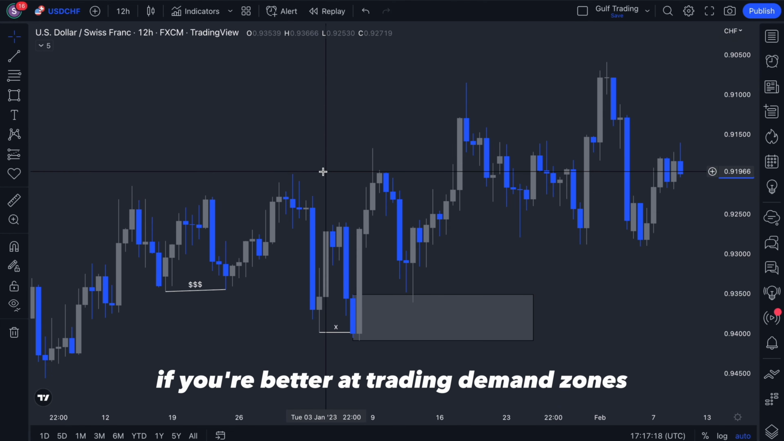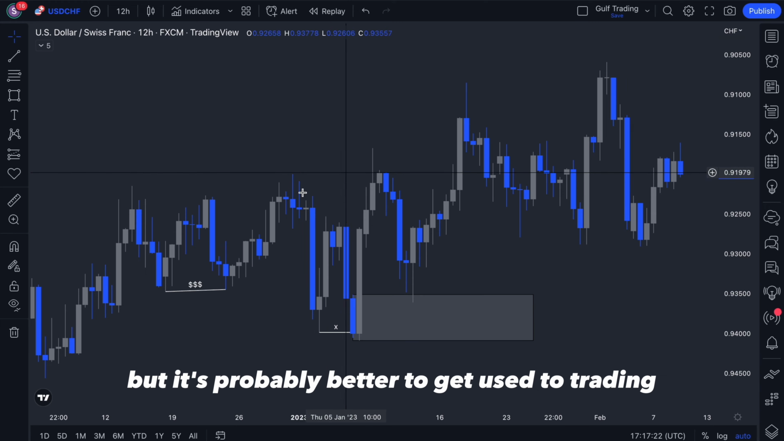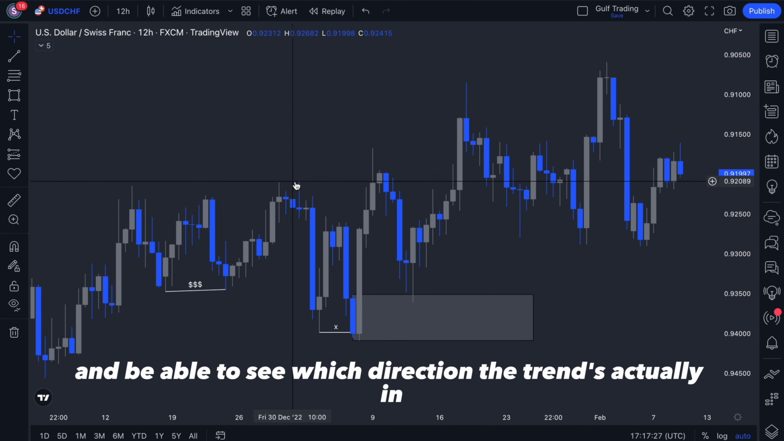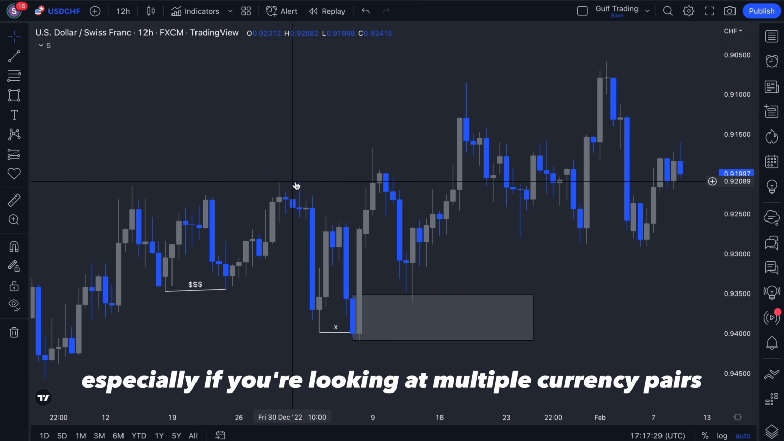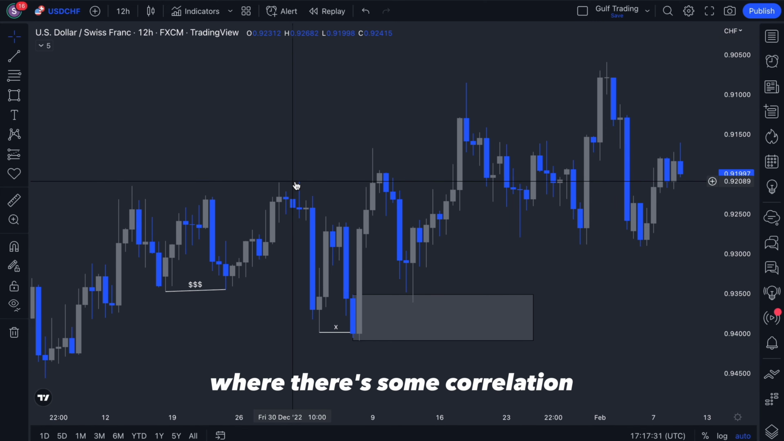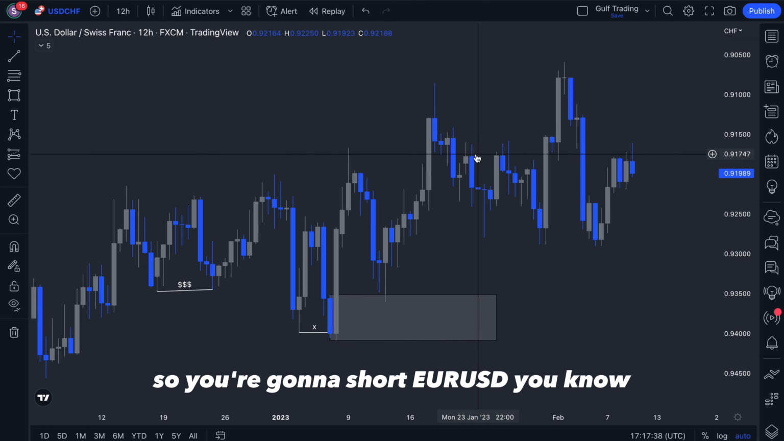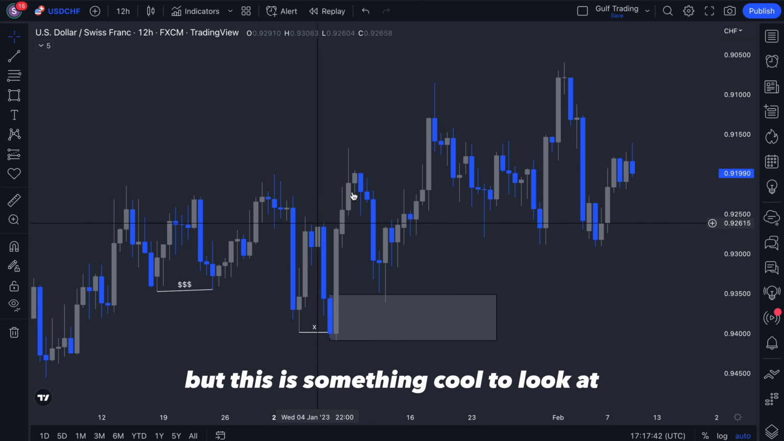If you're better at trading demand zones or you're better at trading supply zones, it's something to consider, but it's probably better to get used to trading both supply and demand zones and being able to see which direction the trend is actually in, especially if you're looking at multiple currency pairs where there's some correlation. You don't want to be looking at this chart thinking the dollar's bullish, so you're going to short EUR/USD, so don't get confused with that, but it's just something cool to look at.